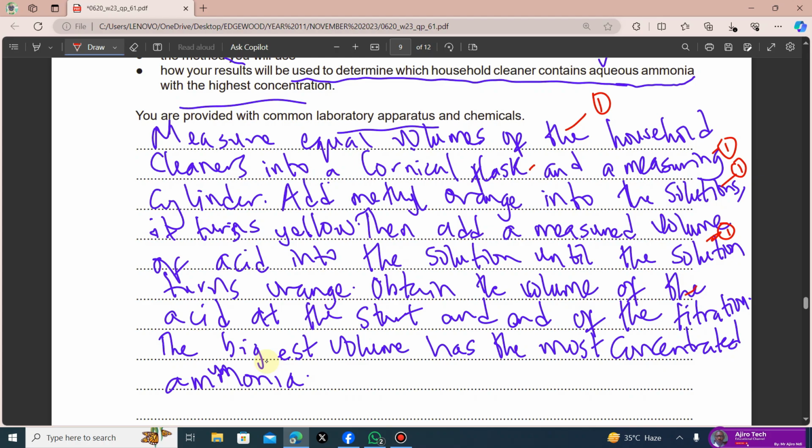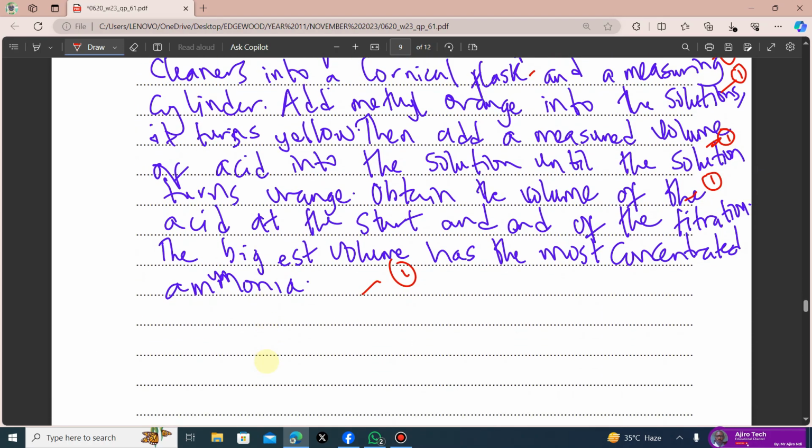Then you obtain the value at the start and end of the reading, because it's titration. You have to look at the start reading and the final reading. And then the sixth mark is that you indicate that the biggest volume obtained from the two experiments, after you have subtracted the start and the end reading, tells you that that one has the most concentrated ammonia. So this is the end of this particular video.